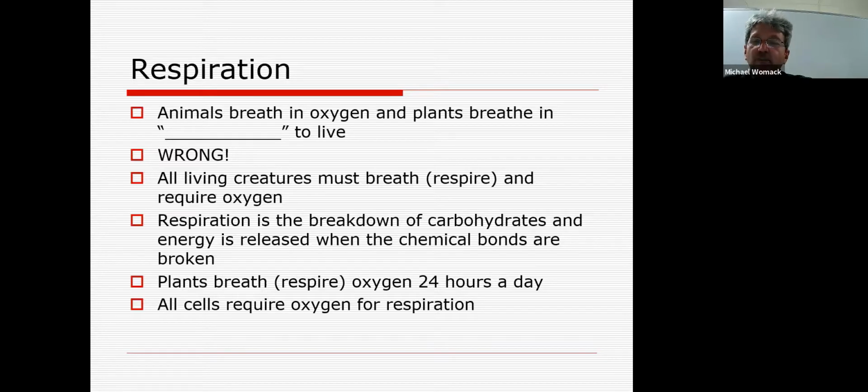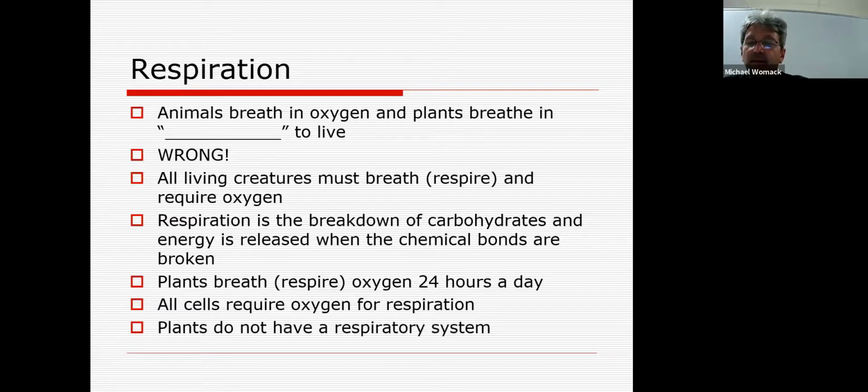So that's respiration happening in all parts of the plant as well as in all cells of an animal. And again, those plants don't have a respiratory system. They can have specialized structures that allow some air movement through the plant, but they don't have a true respiratory system like an animal does.